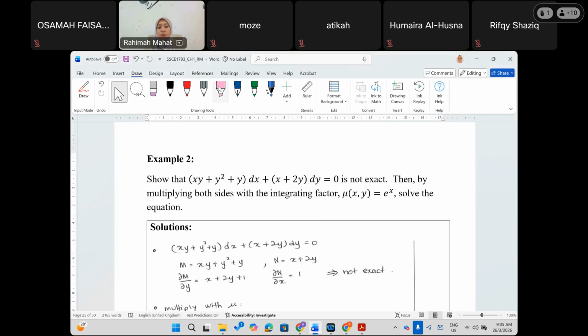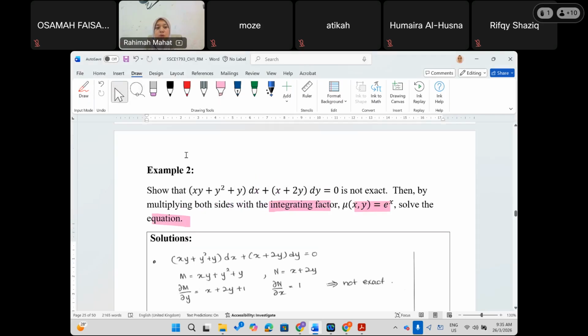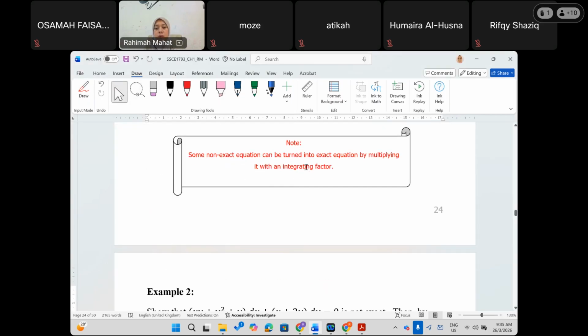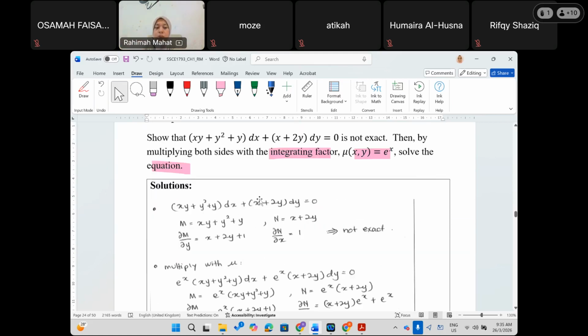This is the integrating factor, mu, to solve the equation. Because this equation is not exact, you need to multiply with the integrating factor. The integrating factor will be given to you, coming from the note given. It means that we want to change from the non-exact equation to the exact equation. And after you get the exact equation, then you can solve it using the exact equation method. So how do we change from non-exact to exact? By the integrating factor. This is the example.